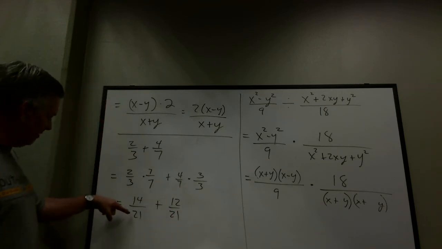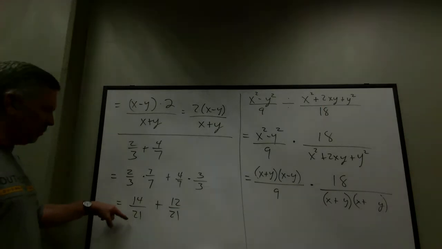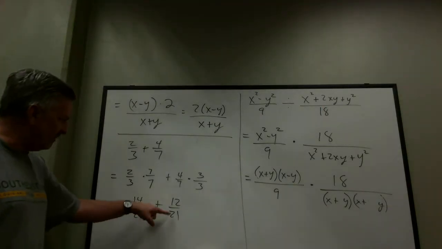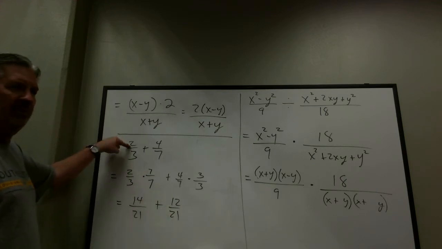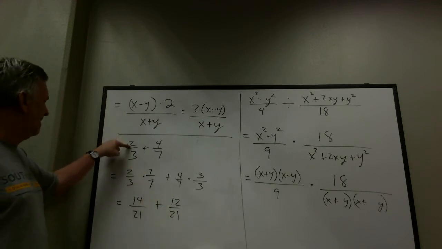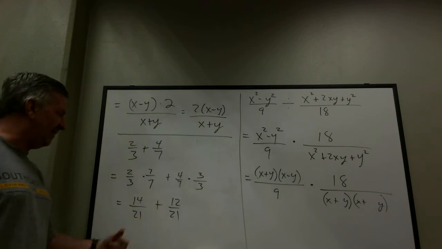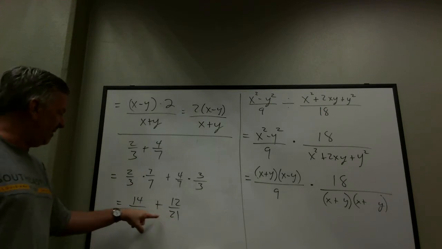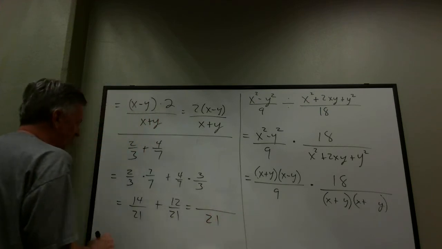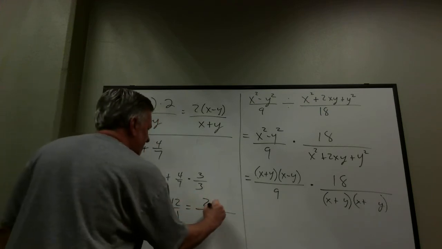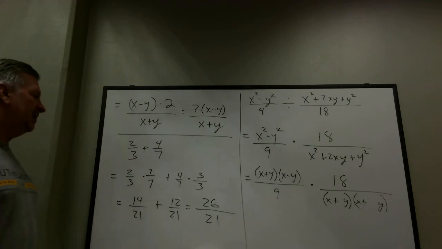Should I cancel here? 14 out of 21, I could cancel a 7 in both. I can cancel a 3 in both of these. No, don't do that. You're going to go back to the original problem. Remember, the point wasn't to simplify. The point was to add the fractions. So I have a common denominator, and then how do you add fractions with the same denominator? You leave the denominator alone, and you add the numerators, and I did 26. Okay? So there we go.